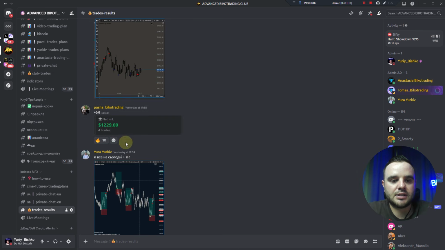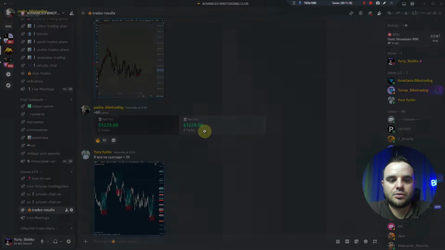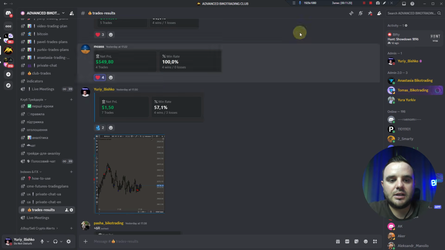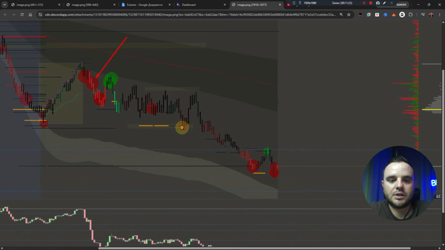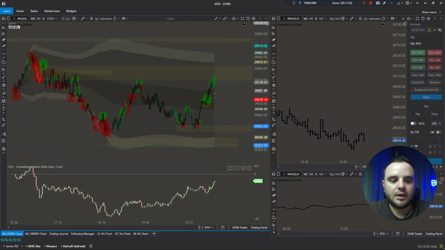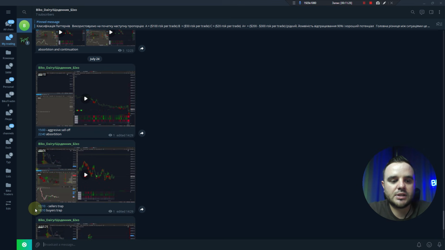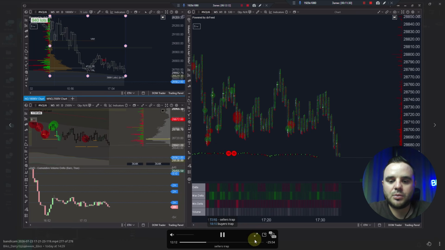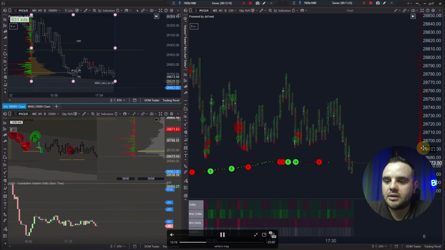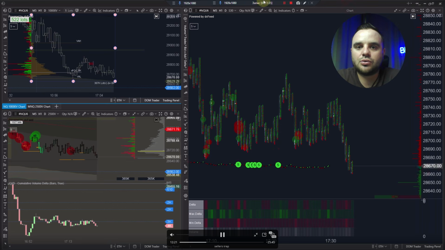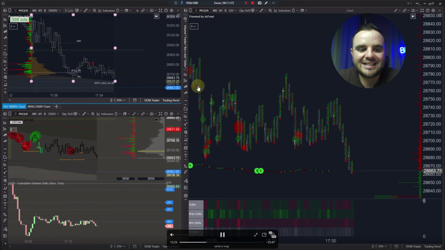As you can see, yesterday Pavel made 1,200 USD of profit, and his main profit was when he took a trade here from this absorption. I will show you that area, because honestly that area was maybe the only place where it was really good to take a long trade against a trend.